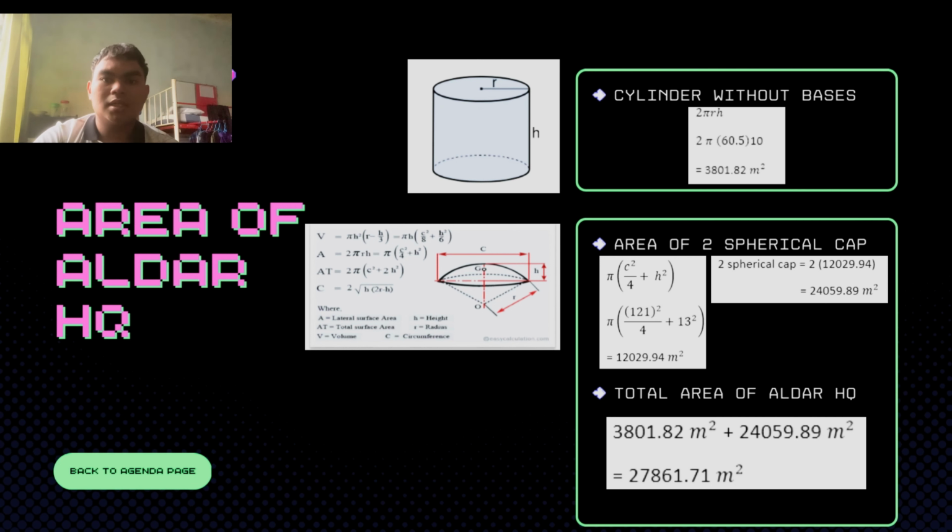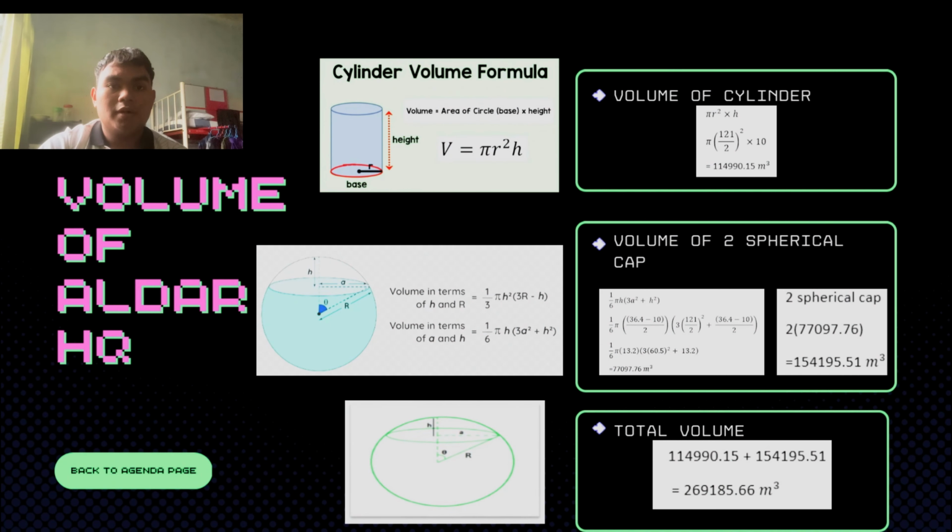We have two spherical caps, so we multiply by 2 and we get 24,059.89 meter square. So for the total area of ALDAR HQ we just add 3,801.82 meter square plus 24,059.89 meter square. So we get 27,861.71 meter square.